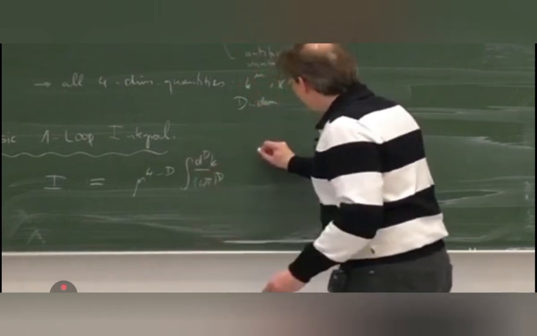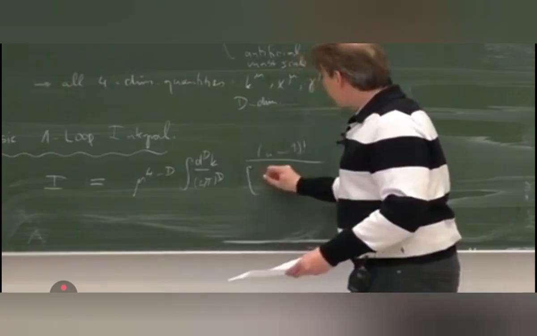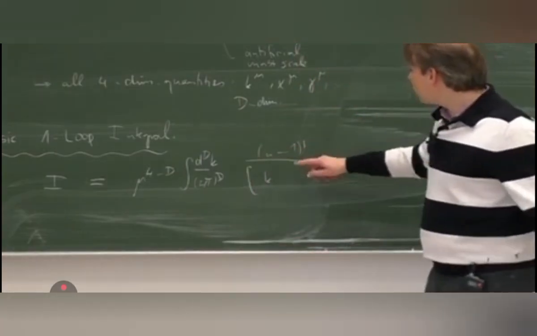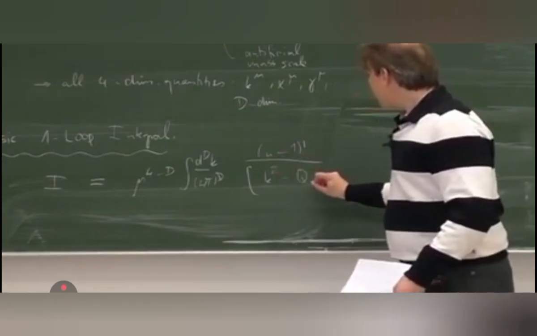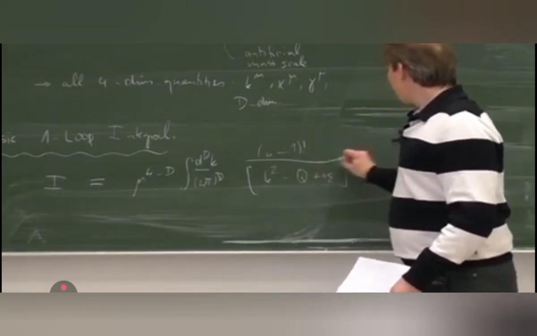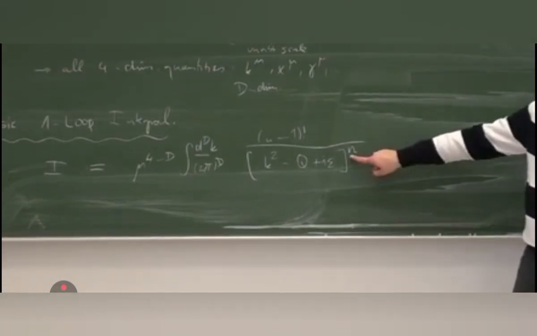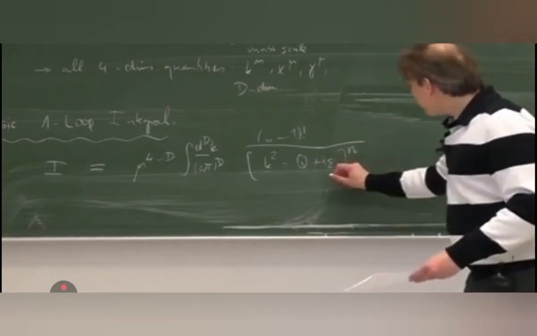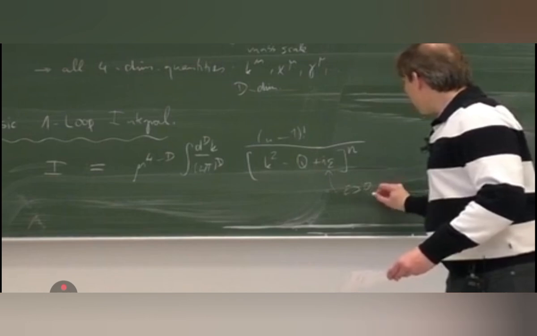So the integral that we are considering is this mu to the 4 minus d times a d-dimensional integral times the following. In the numerator we have a normalization n minus 1 factorial, and in the denominator we have k square minus q plus i epsilon to the power n. So we have here n and here n minus 1 factorial. That is a useful normalization. And this i epsilon is bigger than 0 and small.